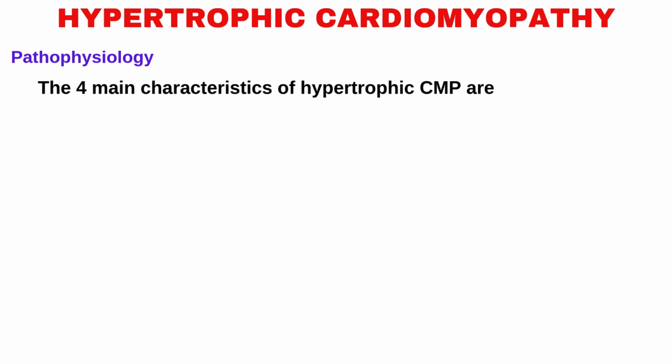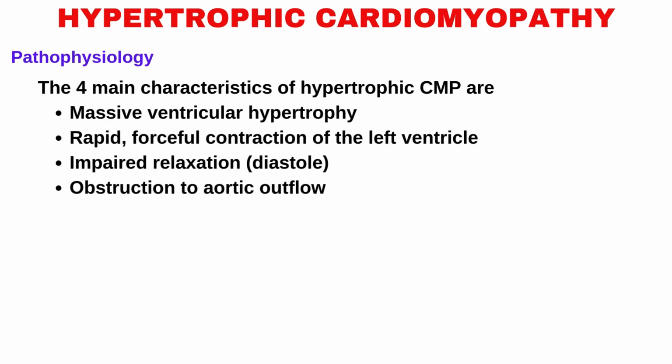The four main characteristics of hypertrophic cardiomyopathy are massive ventricular hypertrophy, rapid forceful contractions of the left ventricle, impaired relaxation, and obstruction to aortic outflow. It is not present in all patients. Ventricular hypertrophy is associated with a thickened intraventricular septum and ventricular wall. The result is poor filling of the stiff ventricle. Decreased ventricular filling and obstruction to outflow decreases cardiac output, especially during exertion.